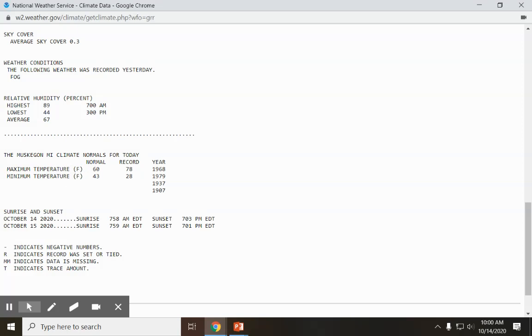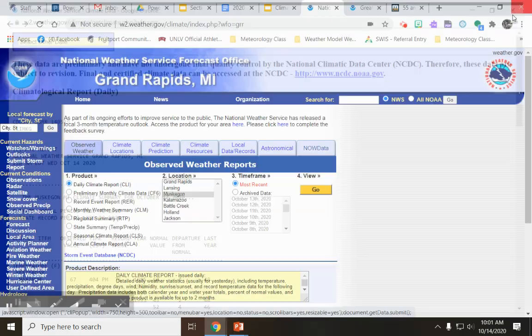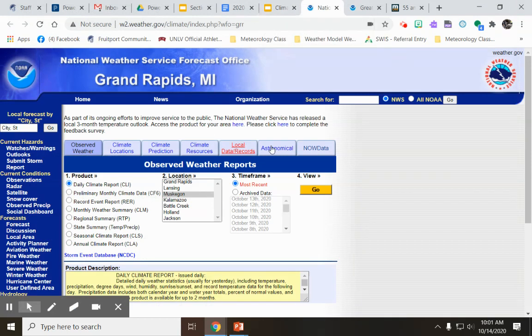But here's again normals for this day. The normal high temperature for October 13th is 60 degrees. The record is 78. The normal low is 43. The record is 28. So check this site out. I'll show you this in class also when you get back into the class.